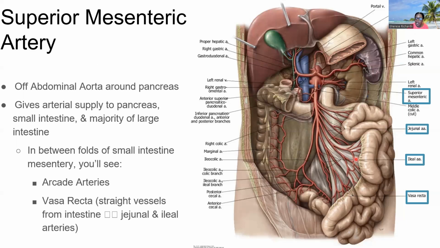So the different branches that are coming off will be named according to the area that they supply. And the ones specifically to the superior mesenteric are the jejunal branches and the ileal branches as well.